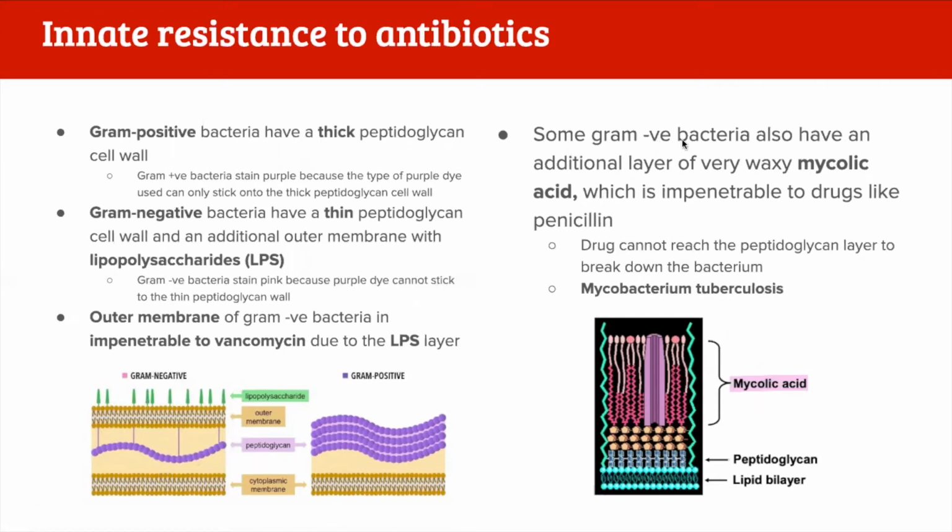Additionally, some bacteria also have an additional layer of very waxy mycolic acid, which is impenetrable to drugs like penicillin. So the drug cannot reach the peptidoglycan layer to break down the bacterium. So penicillin usually works by cleaving the peptidoglycan wall, but because of the presence of mycolic acid in some bacteria, so for example, Mycobacterium tuberculosis have a mycolic acid layer. Because of this layer, drugs like penicillin cannot reach the peptidoglycan wall, and therefore they cannot break down the bacteria.